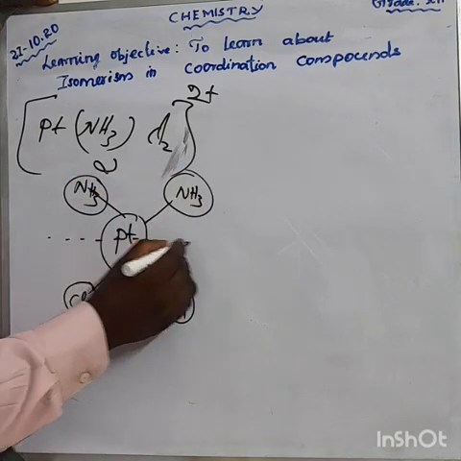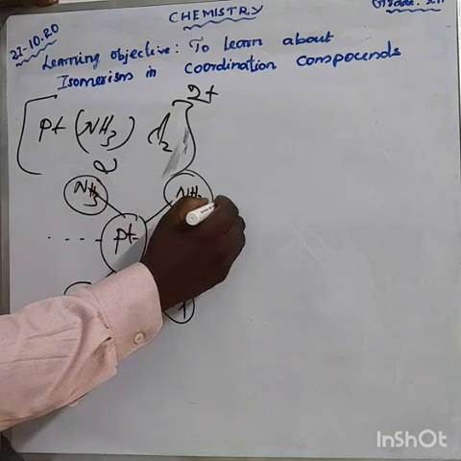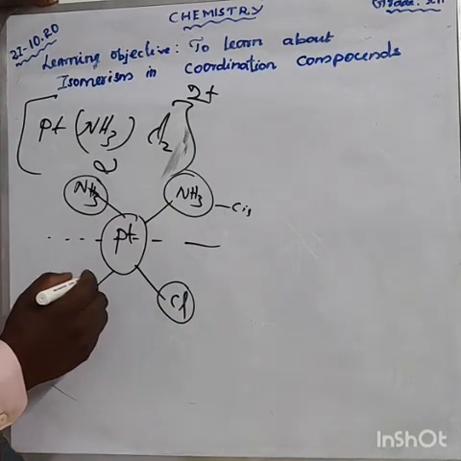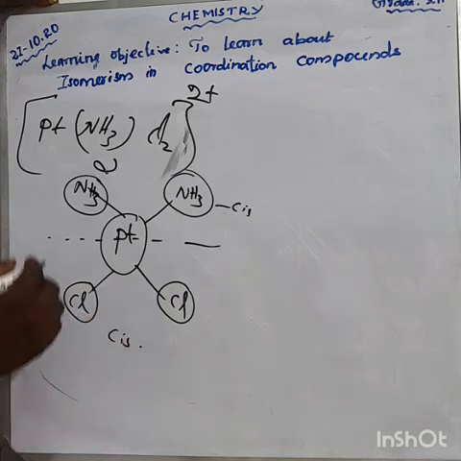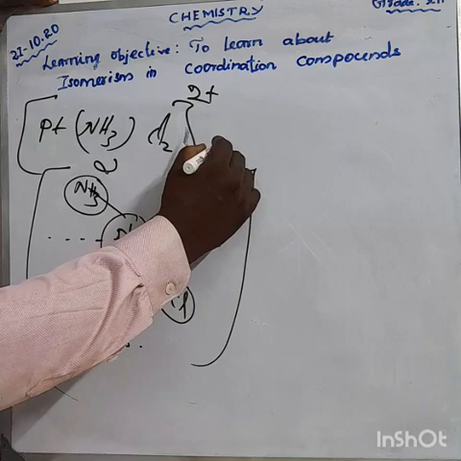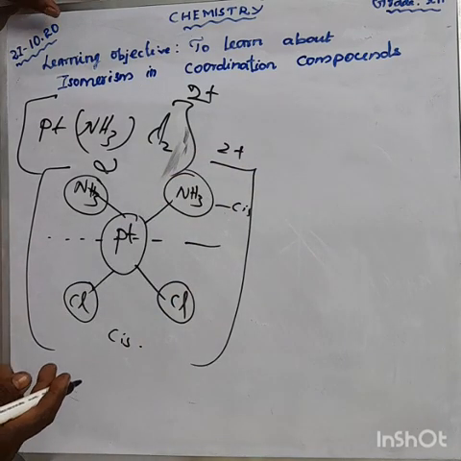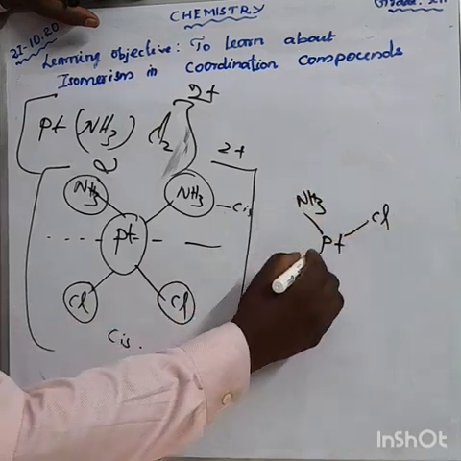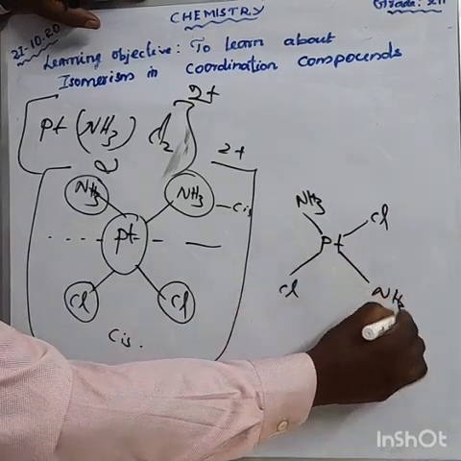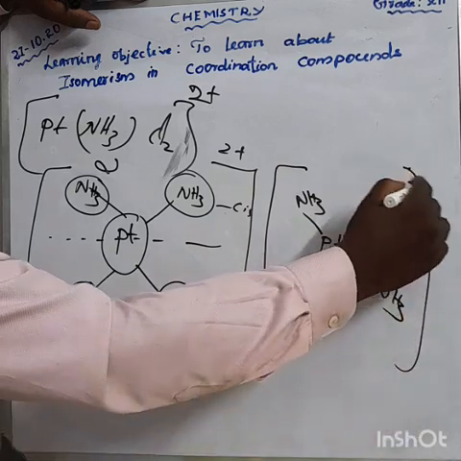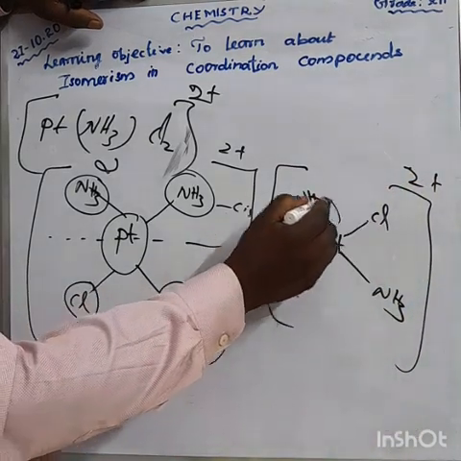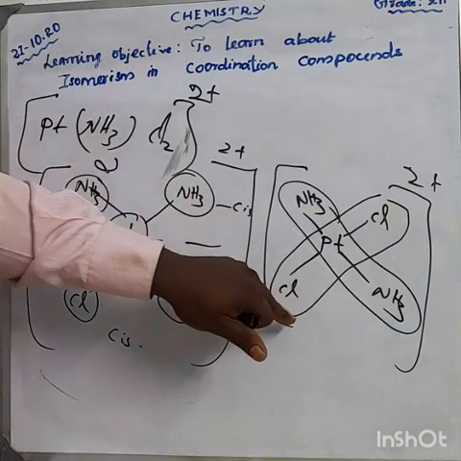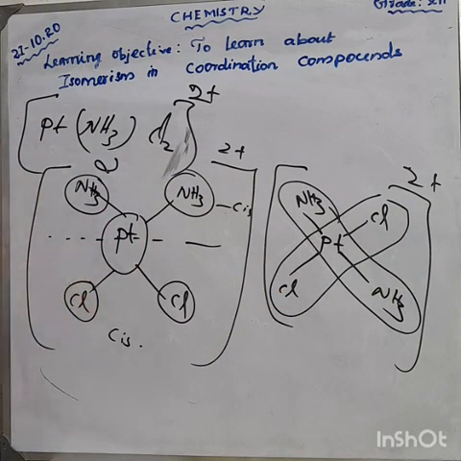As per this arrangement, the similar groups lie on the same side, so we say cis isomer. You should write the entire complex charge, which is 2 plus. Next one, Pt, NH3, Cl, NH3. Entire charge is 2 plus. Here the similar groups lie on the opposite direction, so we say trans isomer.